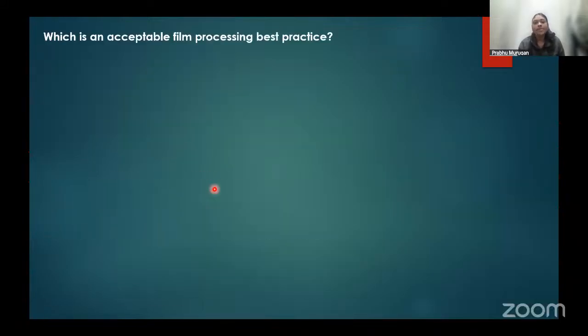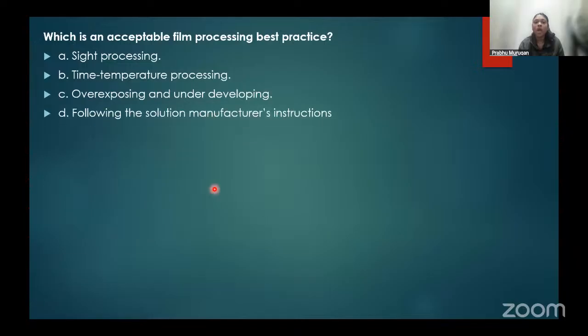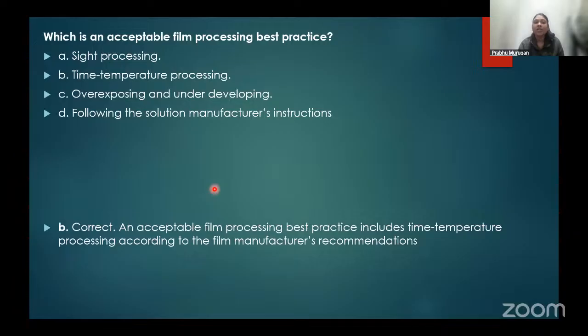Okay. So, which is an acceptable film processing best practice? Slide processing, time temperature processing, overexposing, underdeveloping, or following the solution manufacturer's instructions. See, basically, time temperature processing is the ideal one, but on a daily basis in a clinic or in a hospital setting, we cannot use it. But by textbook, the correct answer is time temperature processing. It has to be timed, and the solutions have to be placed at an optimal temperature. Then only the diagnostic quality will be much improved.